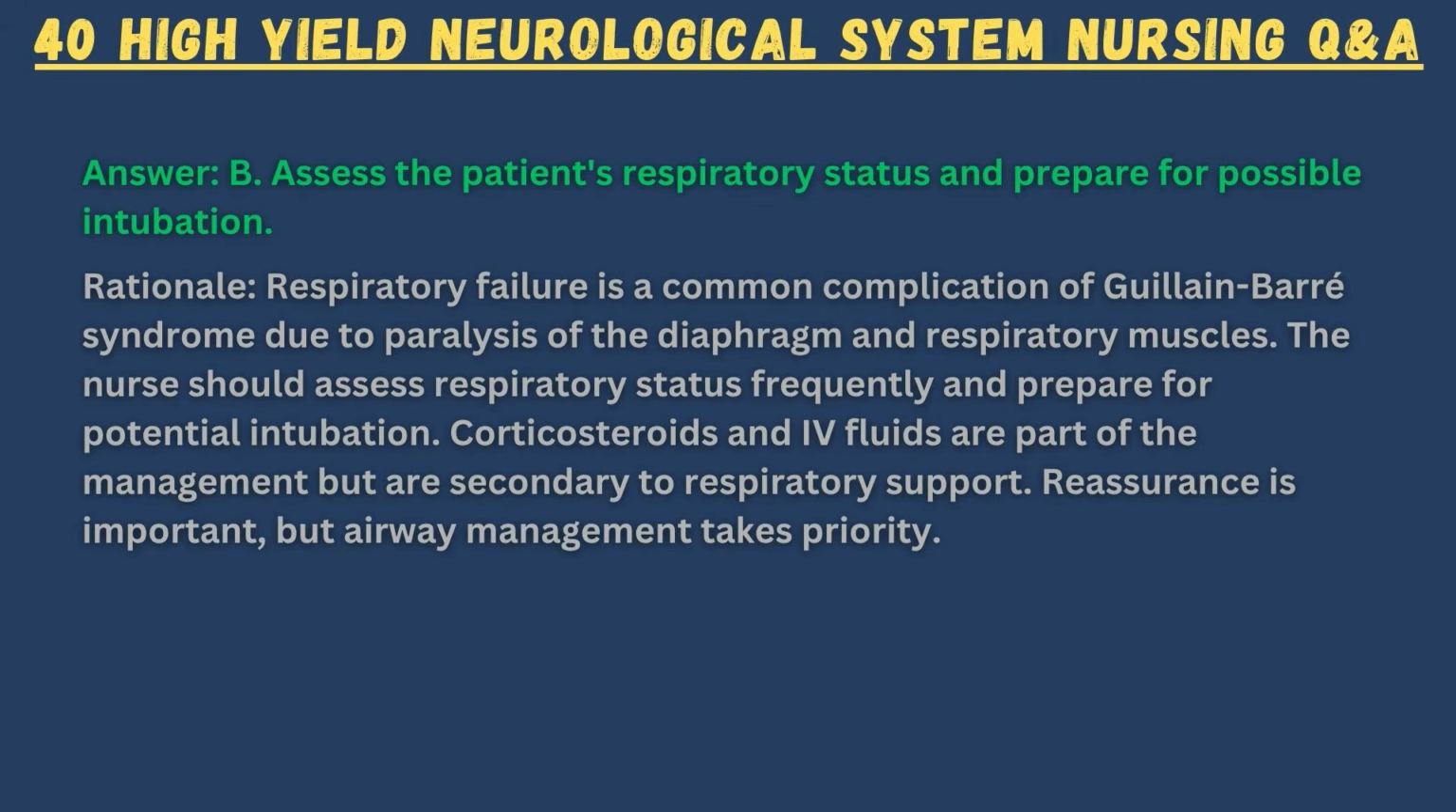Rationale: respiratory failure is a common complication of Guillain-Barré syndrome due to paralysis of the diaphragm and respiratory muscles. The nurse should assess respiratory status frequently and prepare for potential intubation. Corticosteroids and IV fluids are part of the management, but are secondary to respiratory support. Reassurance is important, but airway management takes priority.